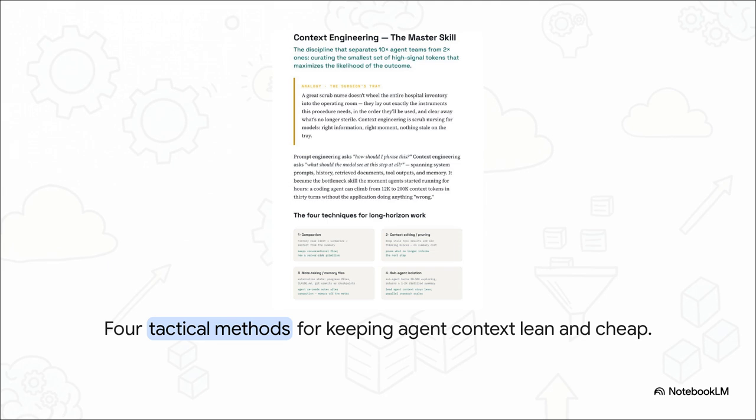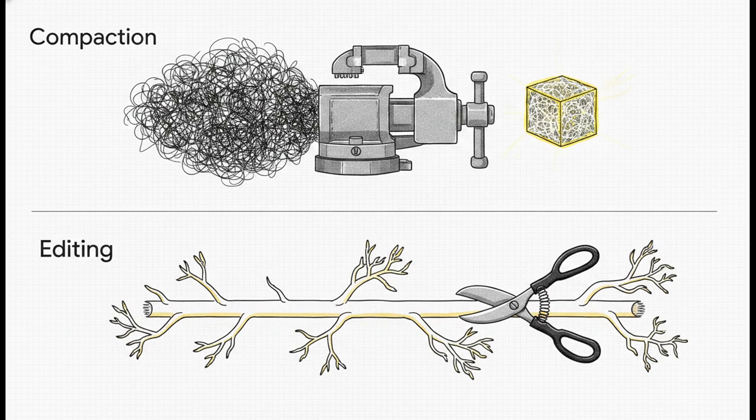To fight back against that kind of context bloat, the source text gives us a really brilliant 2x2 grid outlining 4 tactical methods to keep your agent's context lean and cheap during this long horizon work. All right, let's run through these quickly. The first 2 techniques actively shrink the window on the fly. Technique 1 is compaction. Basically, when your transcript gets dangerously close to your context limit, you dynamically summarize the history and just restart the prompt from that summary. It keeps the flow going, but drops the token count dramatically.